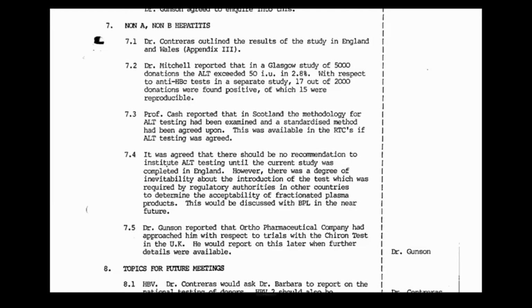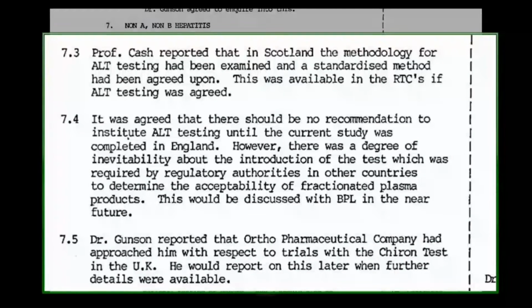And you'll see there was a discussion in relation to ALT testing, with Professor Cash reporting at paragraph 7.3, and then 7.5, a discussion there about the screening or testing for hepatitis C, which, again, I'll be coming back to in some more detail. And Professor Cash attended the meetings of this committee on a regular basis.